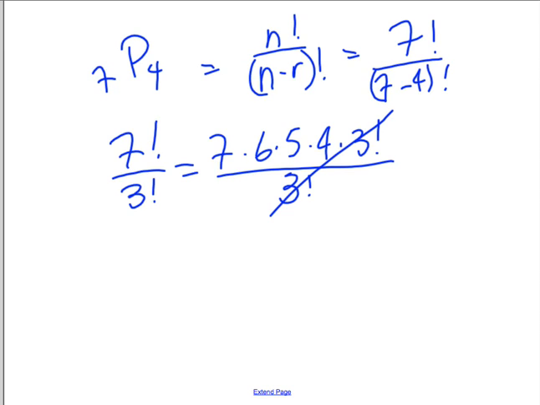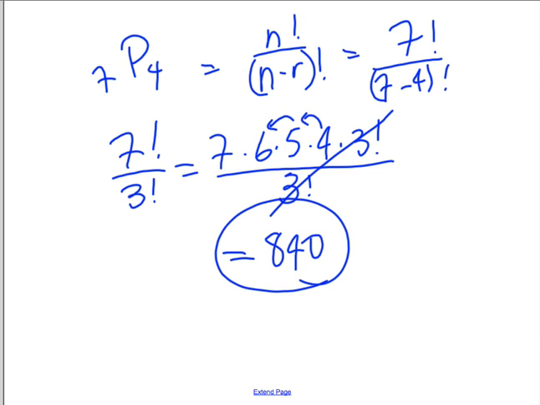And you say, well, I can't do that. Well, sure you can. Let's work backwards here. 5 times 4 is 20. 20 times 6 is 120. And then 120 times 7 is 840. So 7P4 is 840. Now, obviously, if you have the opportunity to use your calculator, you will. You just pop that in your calculator, and you should get the answer of 840.